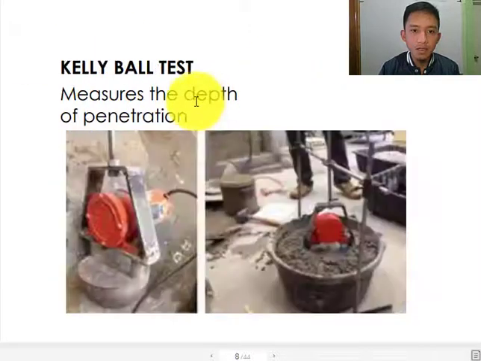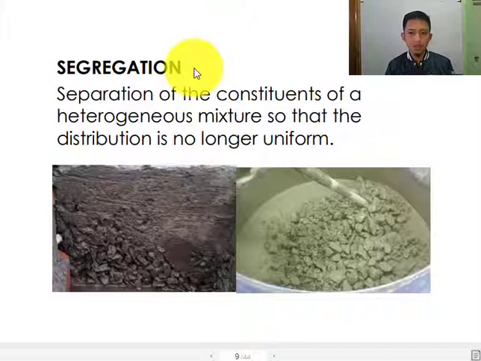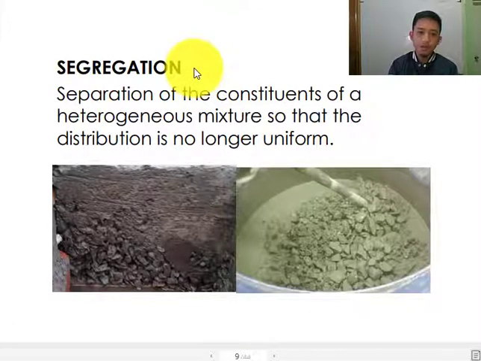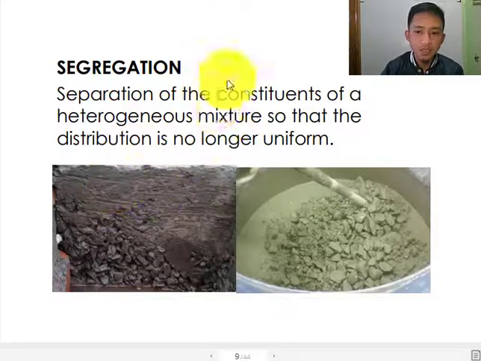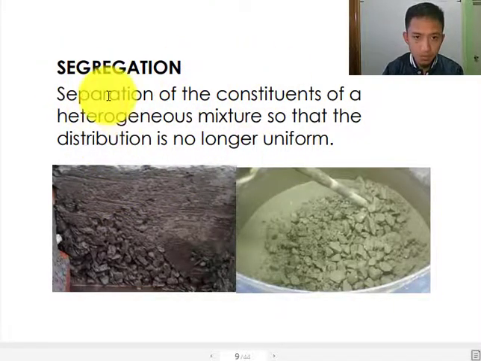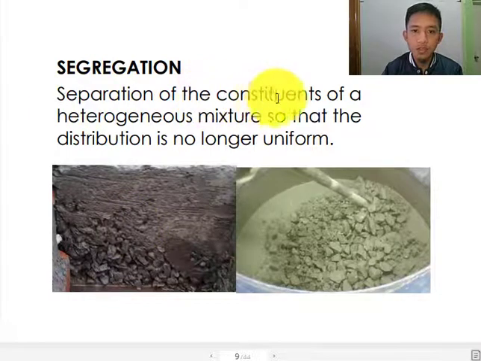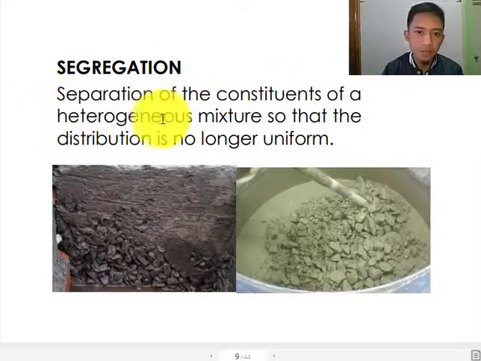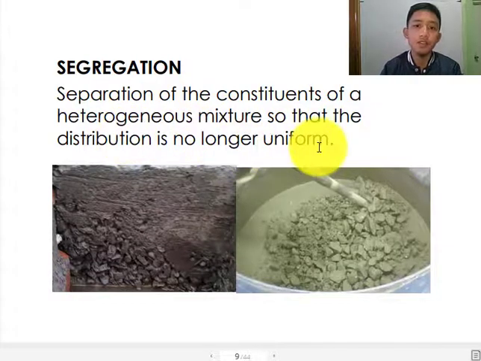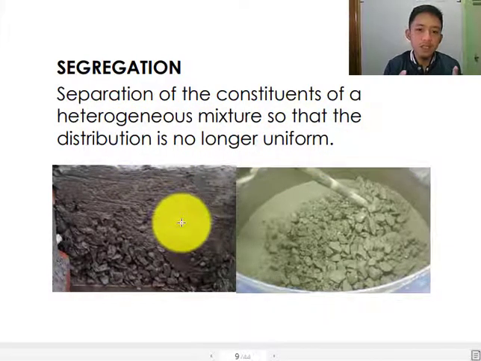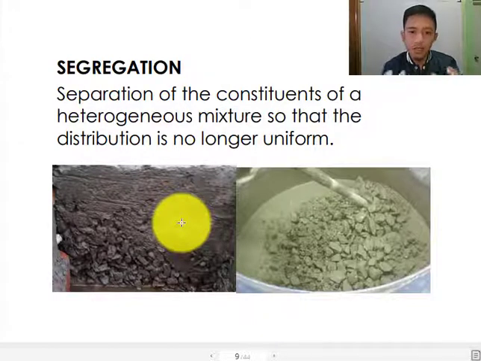And then we have your next important term, segregation. This is a very important term on fresh concrete, because it is a primary factor that will affect the strength of the concrete mix. Segregation is the separation of the constituents of a heterogeneous mixture so that the distribution is no longer uniform. That means it is a literal separation of the coarse aggregate from the mix itself.